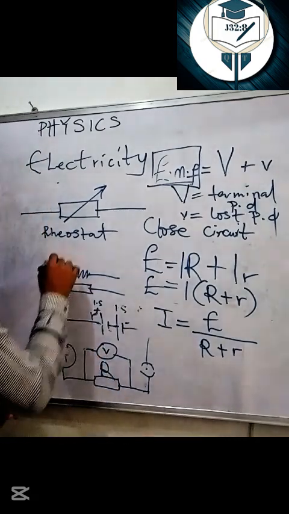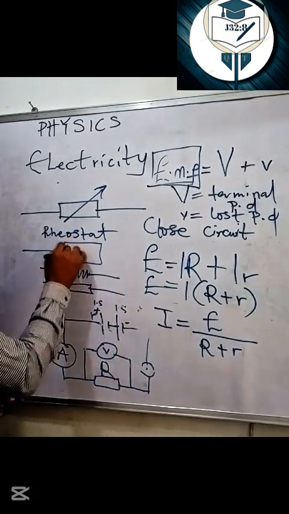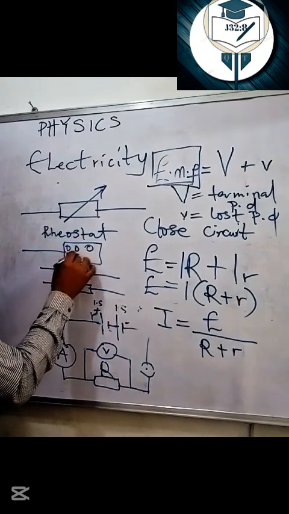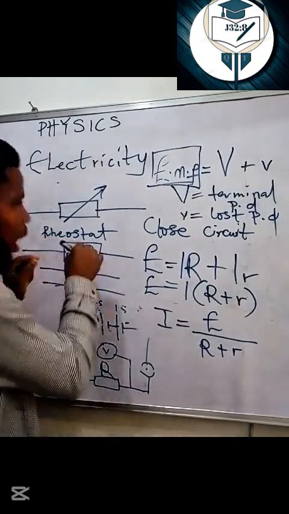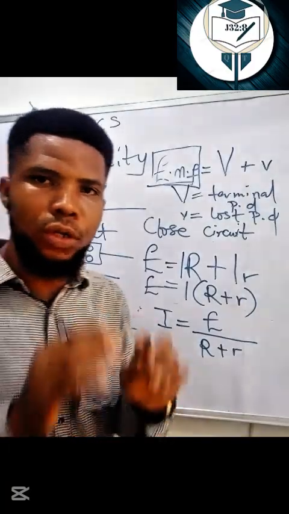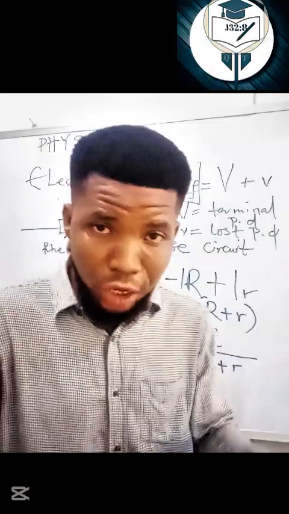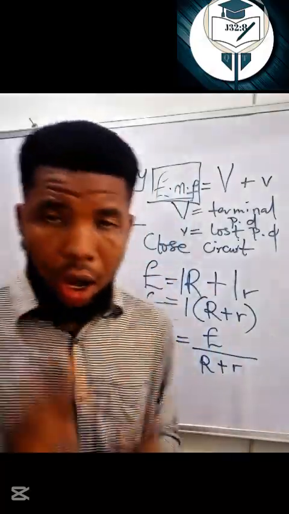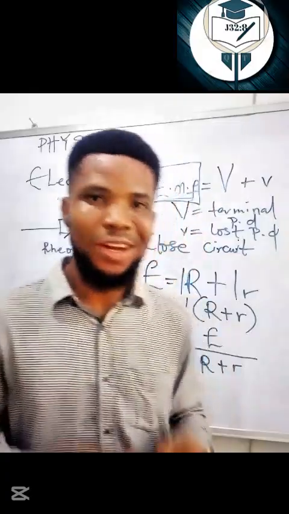Now, we also have what we call the resistance box. So, a resistance box is something of this manner. So, we have different resistors and the plugs that we plug in, we calculate the total resistance we are making use of. Remember, the resistance box and the rheostat are all examples of variable resistors.